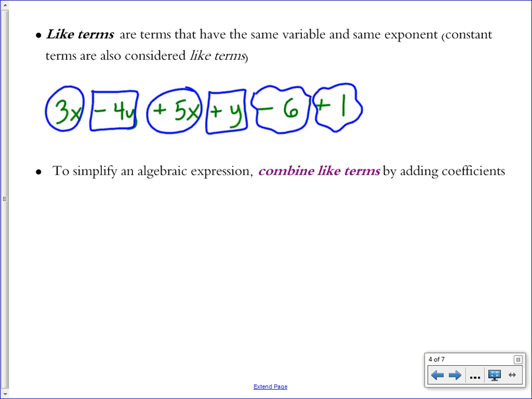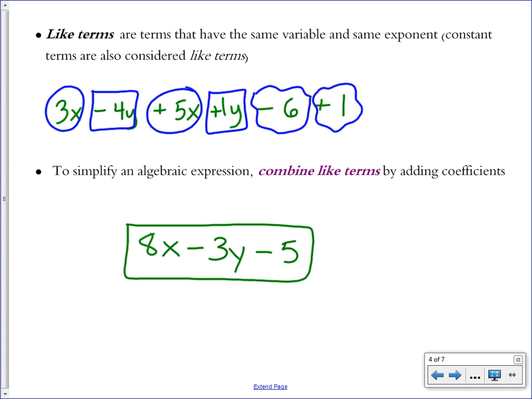To simplify an algebraic expression, combine like terms by adding their coefficients together. So the circles are around the 3x and the 5x. And when I add those coefficients together, it gives me 8x. Combine the minus 4y and the plus 1y. There is a 1 in front of that y to give you a negative 3y. And combine the constant terms, minus 6 and plus 1 is minus 5. And that's the simplified version of the long expression.